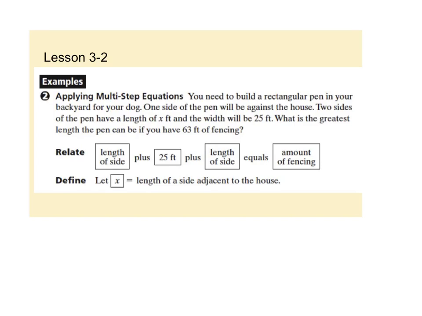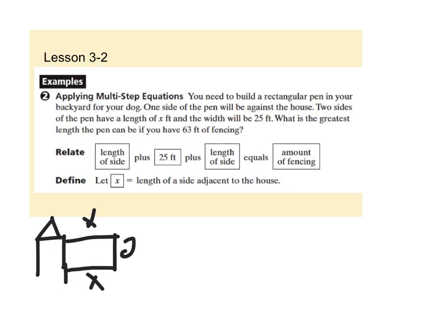For our next problem, we are building a rectangular pen in our backyard for our dog. One side of the pen is going to be against the house. If you imagine, here's our house, and then the pen is going to use one side of the house as part of its enclosure. Two of the sides are going to be x, and the other side is going to be 25 feet.